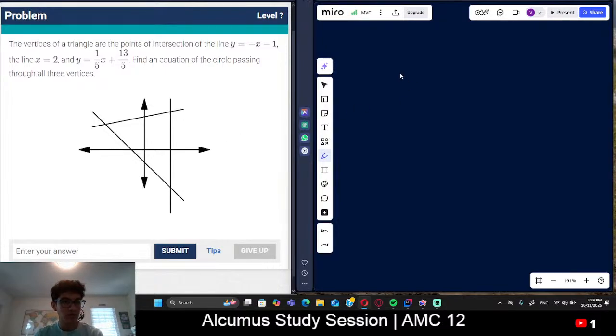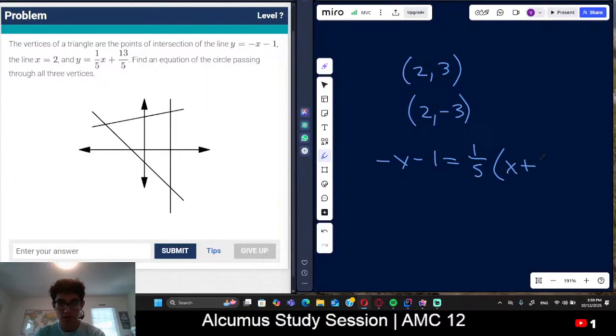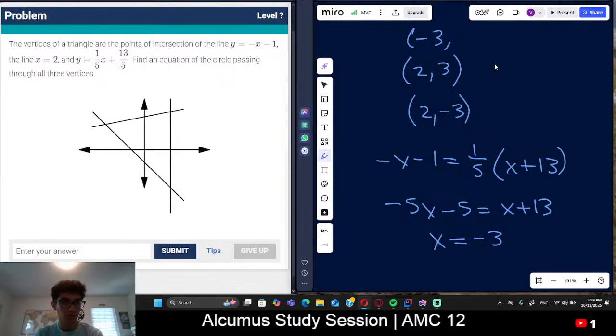So one of them is going to give you 2 fifths plus 13 fifths, so that's 2 comma 3. And the other one is 2 comma negative 3. And then what's the other intersection? That's just going to be negative x minus 1 equals 1 fifth x plus 13, which can be simplified to negative 5x minus 5 equals x plus 13. And so x equals negative 3. Negative 3 comma what? Negative 3 comma negative 4. Sorry, negative 3 comma 2. Yeah, negative 3 comma 2.